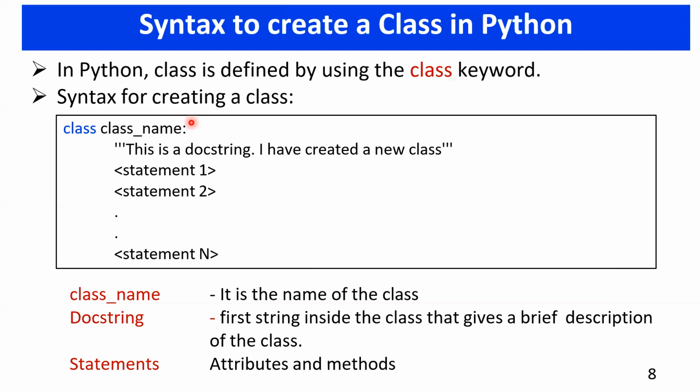And followed by that, we have a colon. And as you know, you have to follow the indentation once you write the class keyword followed by the name of the class. Whatever the set of states and behaviors, you can mention as statements. So here statement 1 up to statement n represents the states or behaviors. Here class_name is the name of the class, the doc string gives a brief description of the class, and statements represent the attributes and behaviors or methods of the class.